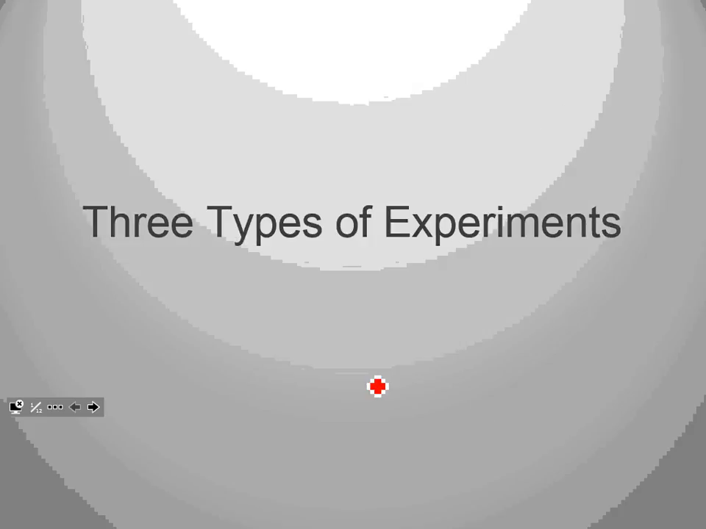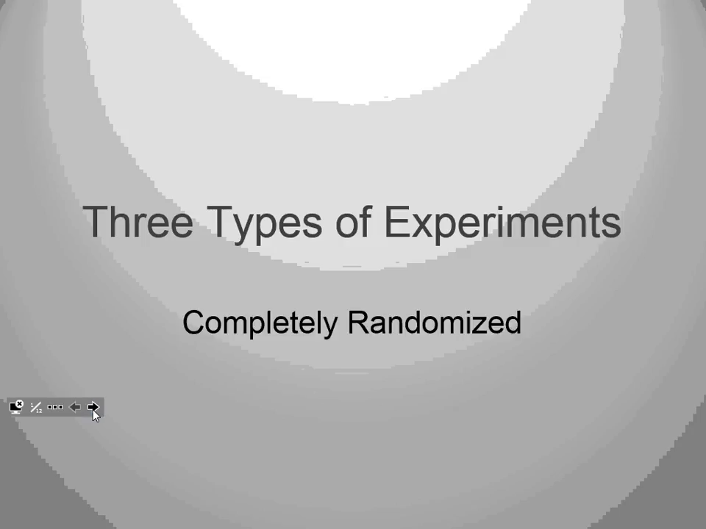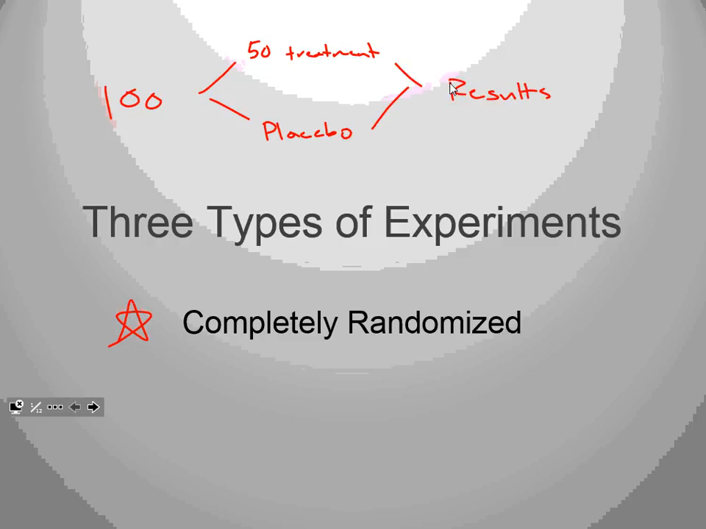Okay, so there are 3 types of experiments that we need to know about. The first one we've already talked about, which is a completely randomized design. Now, what does completely randomized mean? That means if we have 100 people, half get a treatment, half typically will get a placebo or just some sort of control, and then we will have some sort of results, which ends up being our response variable, right? So 50 treatment, 50 placebo.